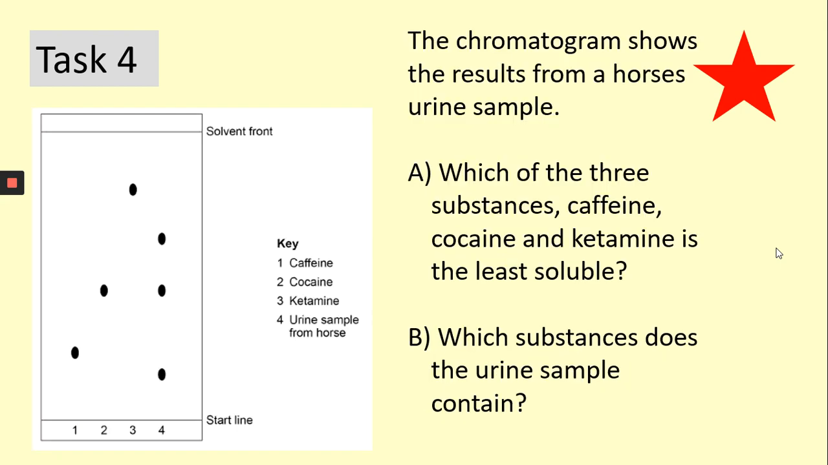Task 4. The chromatogram shows the results from a horse's urine sample. We've got a key down the side. So number 1, caffeine, 2, cocaine, 3, ketamine, and 4 is the actual urine sample that was taken. So you've got 2 parts to this question. A, which of the 3 substances, caffeine, cocaine, and ketamine, is the least soluble? And B, which substances does the urine sample contain?